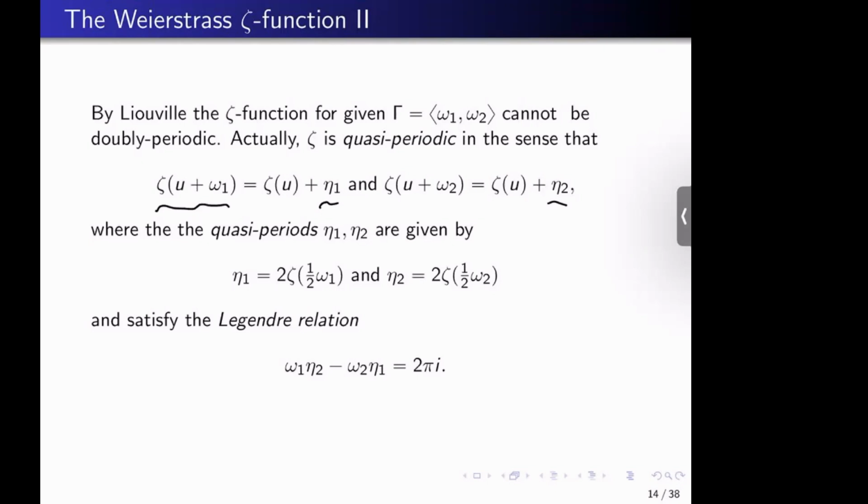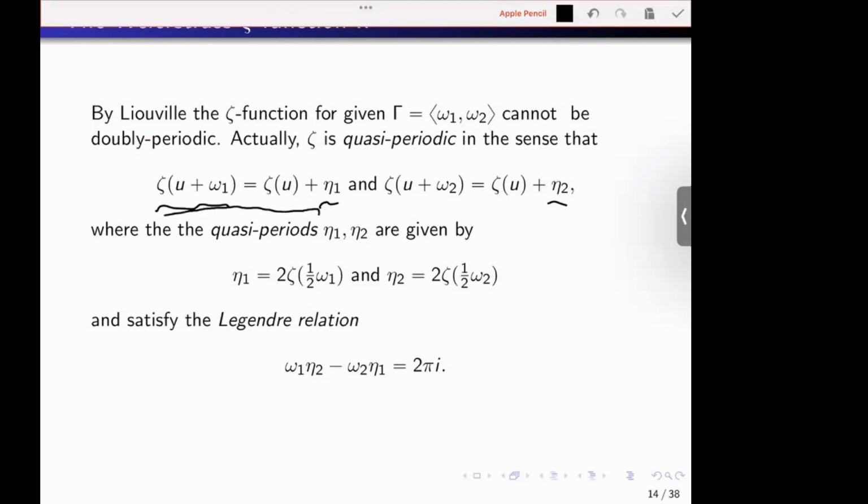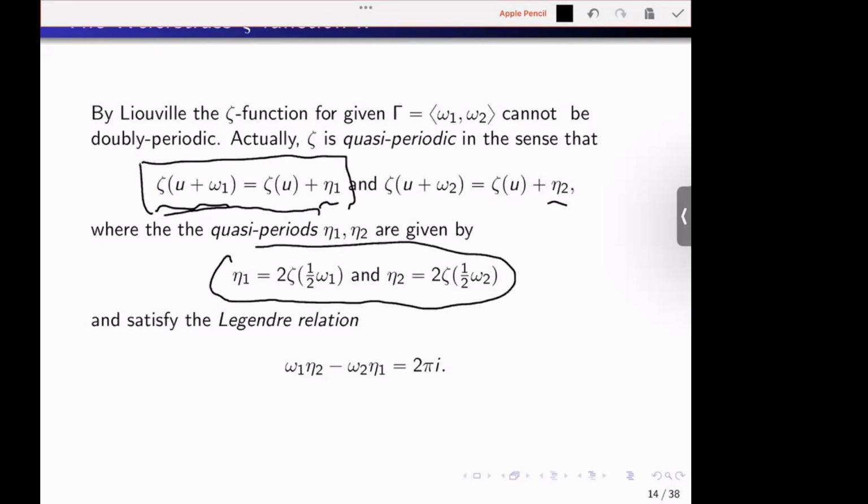So in other words, if you add a lattice element to the argument of the zeta function, well, then you get some additive term that pops out. So if you look at this equation and you use the fact that this zeta function actually is an odd function, then you can write these quasi-periods somehow explicitly in terms of the zeta function and these lattice generators.